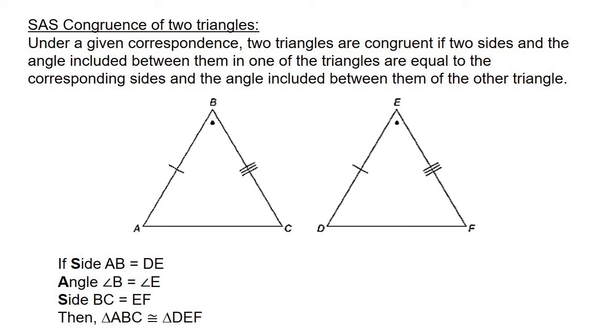Here we see triangle ABC and triangle DEF. If side AB is equal to DE, angle B is equal to angle E, and side BC is equal to EF, then we say that triangle ABC is congruent to triangle DEF.